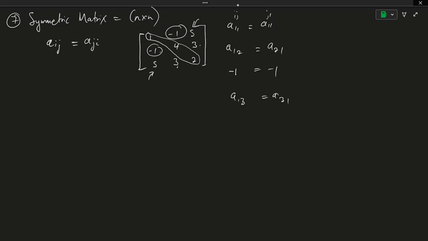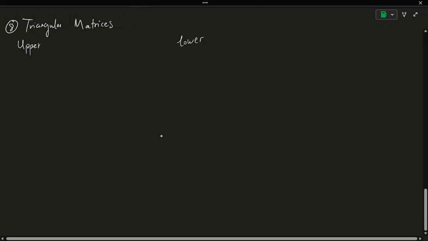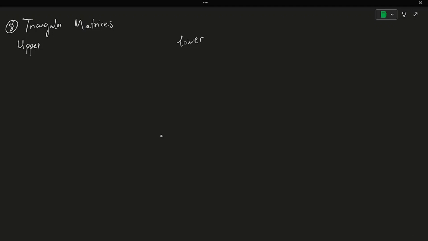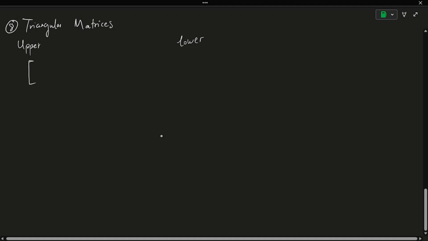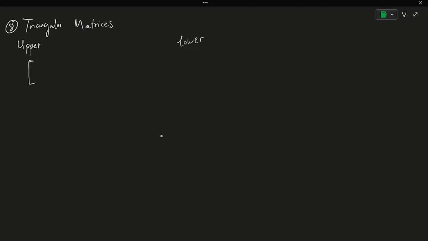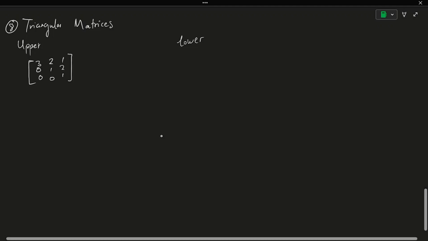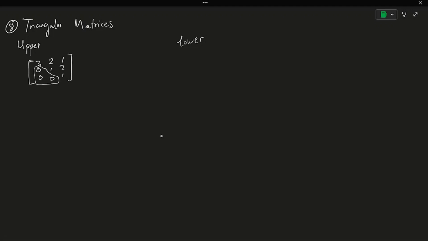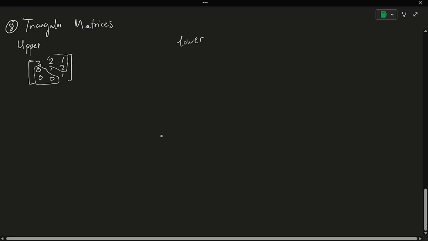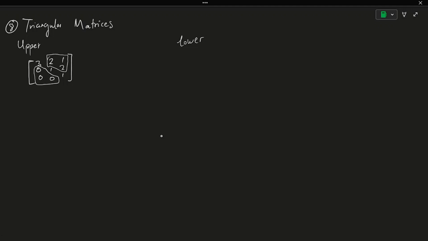And then finally but not least, we'll be talking about triangular matrices. There are two kinds of triangular matrices. There's upper and there's lower. An upper triangular matrix has zeros below the main diagonal and non-zero entries above the main diagonal. So for example, let's say we have this matrix. This is an upper matrix because below the main diagonal we have only zeros, but above this, we have a triangle with entries that are non-zero. So this is an upper triangular matrix.